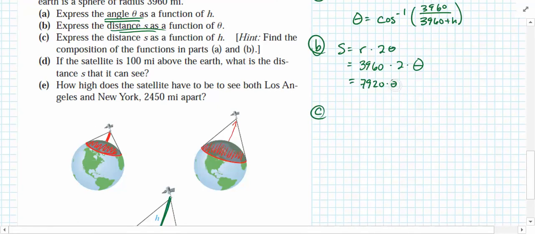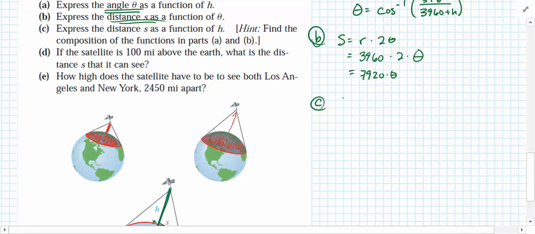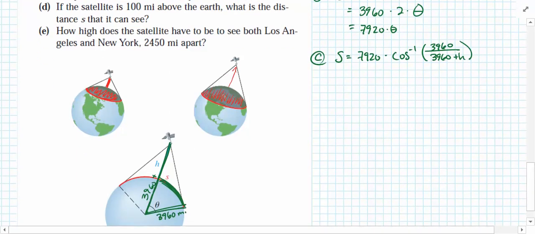Now, since we've identified theta in terms of h, as we've shown with the function above here, we can write this distance slightly different. We can say that the distance s is equal to 7,920 times the cosine inverse of 3,960 divided by 3,960 plus h. That way, the only measurement that we need here is the height of the satellite above the Earth, rather than needing the theta angle measurement itself. It's much easier to identify the height of the satellite above Earth than it is to identify the angle measure theta created here from the center of the Earth.